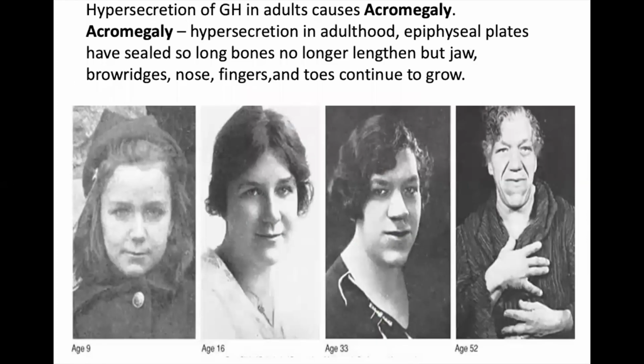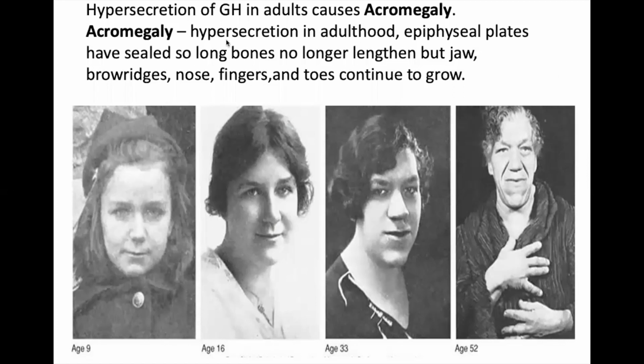Another, sir, hypersecretion is caused in adults. Till puberty, the growth is okay. But if the growth hormone is released more, that is hypersecretion, once the person becomes an adult, you can see only the facial bones and the limb bones continue to grow. The other bones are sealed. We can say they are frozen. They are not going to grow.